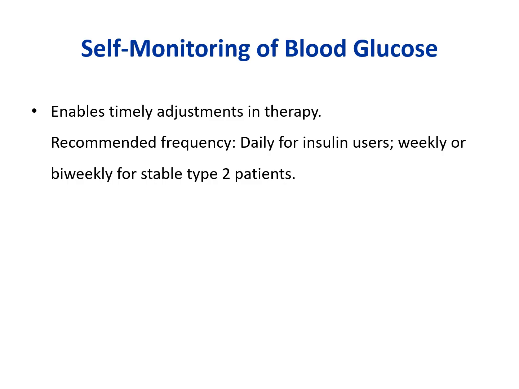daily for insulin users. If they are insulin users, on injectables, then we can ask them, do you monitor your blood glucose level regularly, daily? And weekly or bi-weekly for stable type 2 patients. If they are stable type 2 patients, then they can monitor their blood glucose weekly or bi-weekly, meaning every 7 days or 14 days, they can test their blood glucose level.